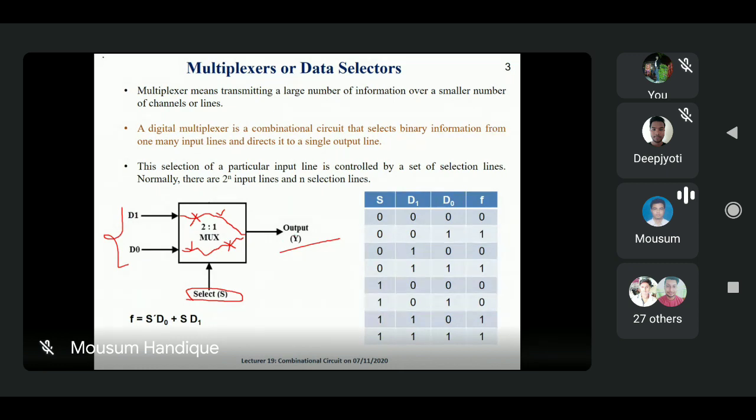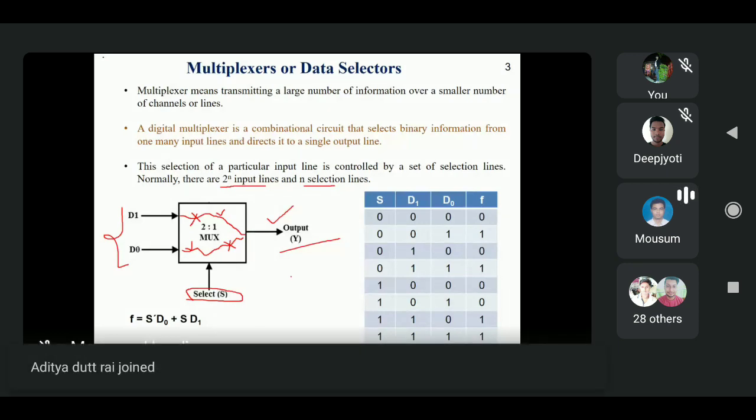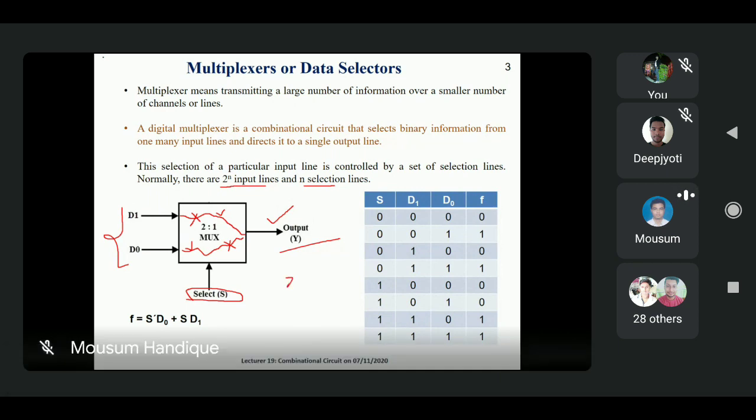Now, what is the construction criteria of a multiplexer? Generally we are using 2 to the power n input lines and n selection lines. I am not talking about the output, because the output is a single output. In this particular case, 2 inputs are there, and if we are writing in this particular fashion, what is the output? Output is 1.